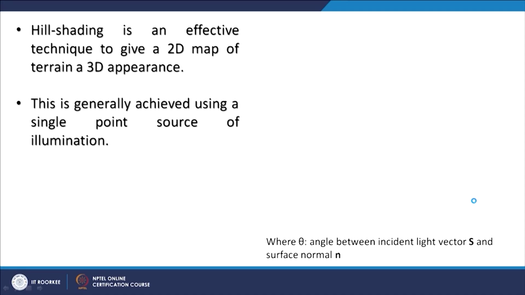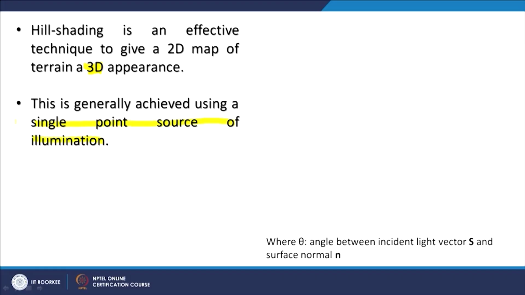Now, hill shading is an effective technique to convert a 2D map or terrain surface into a 3D appearance. Though it is already a digital elevation model, a typical digital elevation model is already bearing the Z values. But if I am not using them, then I am representing it in a 2D form. But if I use that Z value and create a shaded relief model or hillshade, then I am using the Z value as well. Generally the shaded relief model is achieved by a single point source of illumination.